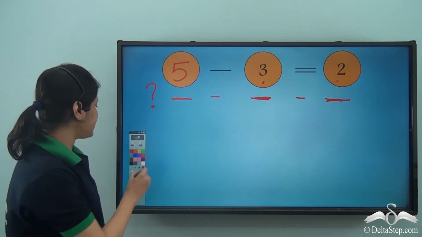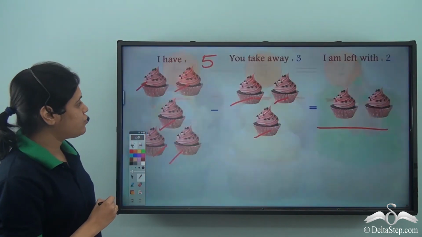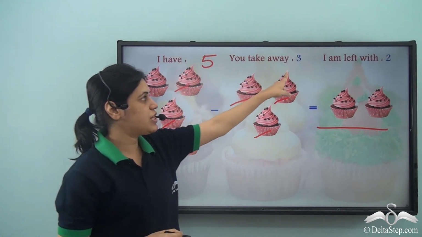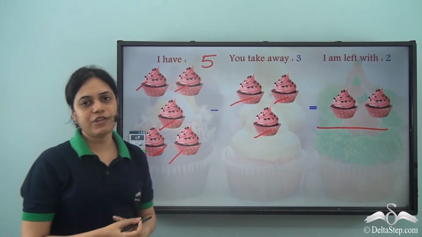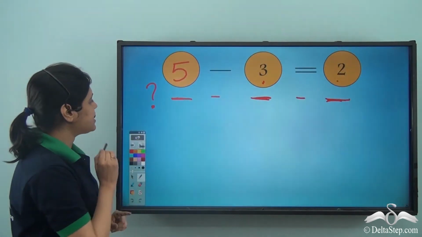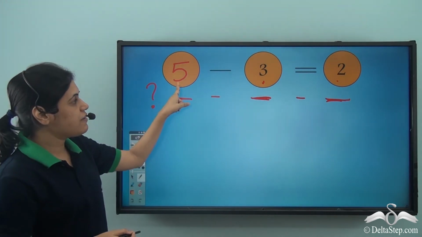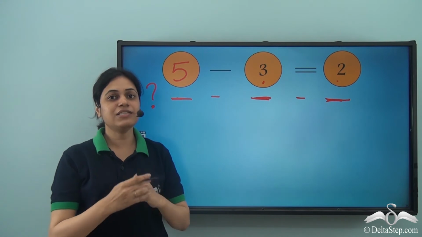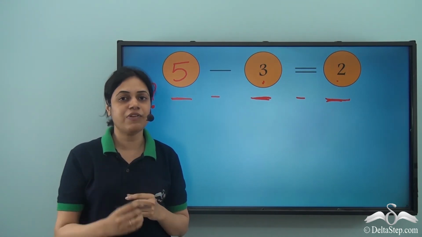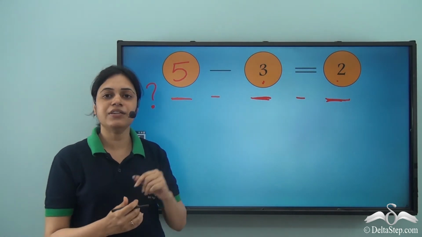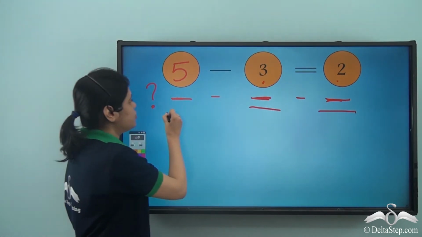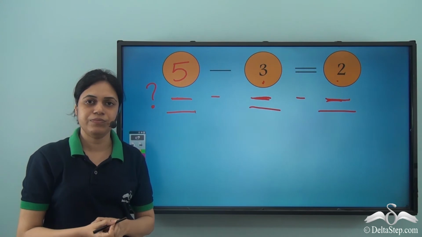Now this is the same which we got by this method. If I have 5, you take away 3, I am left with 2. It's the same as this. 5 minus 3 is 2. So we see that instead of taking the numbers one by one and trying it out, we can add these two numbers to get this number.